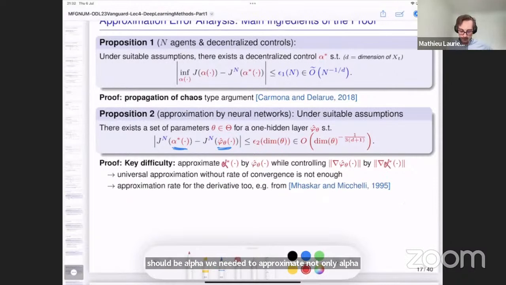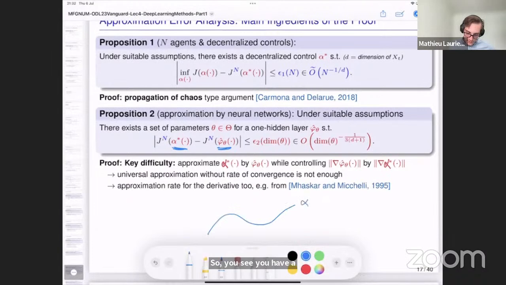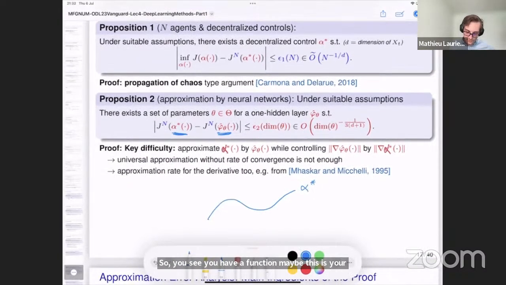using the neural network. So you see you have a function, maybe this is your alpha star that you are aiming for, and I can design a neural network which approximates it very well, which is going to be something like this. All right, so this is a very good approximation of alpha star if I take phi hat theta like this, but in terms of gradient, it's terrible, right? The gradient is completely wrong.